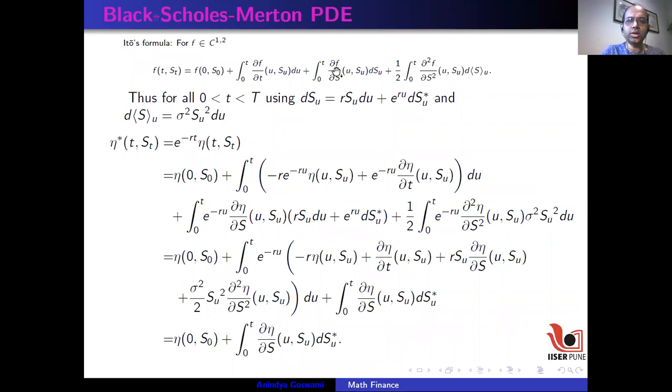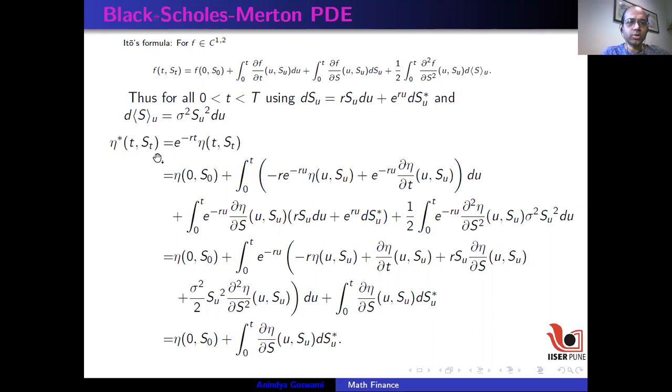Here also it is differentiated with respect to the second variable and evaluated at u, S_u. And here is the second order partial derivative with respect to the second variable, evaluated at u, S_u. Okay, so this thing is integrated with respect to the quadratic variation of S. So this is Ito's formula.